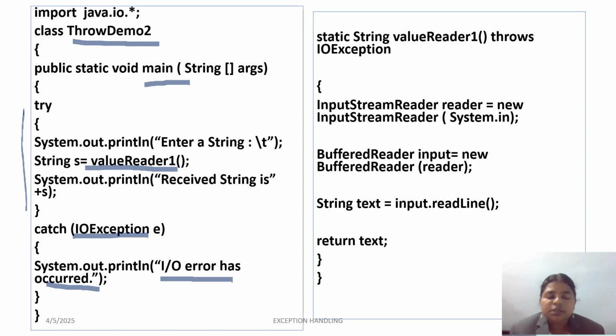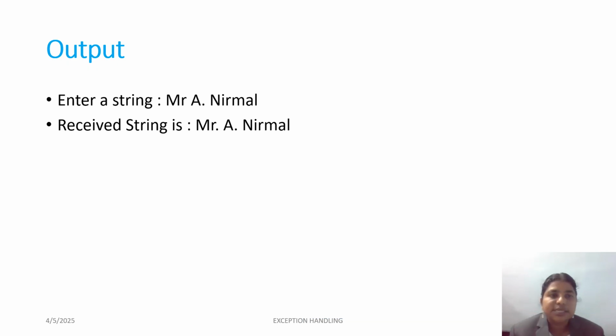The method initializes the reader object as well as the buffered reader object. And we can display the value here. And here is the output. Enter a string. If we receive a string, it prints the string. If at all there is a problem with the input, then it will display the message input output error has occurred.